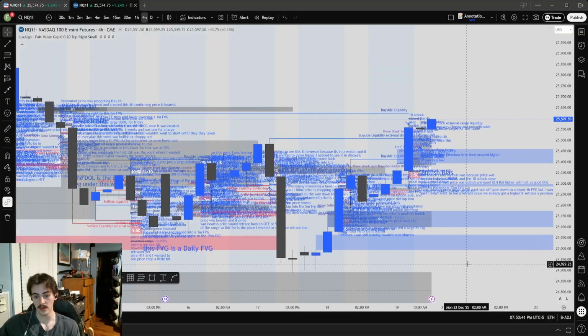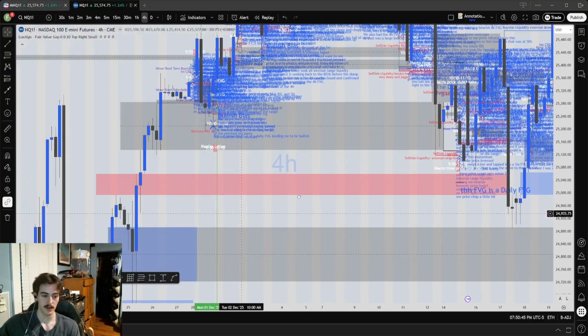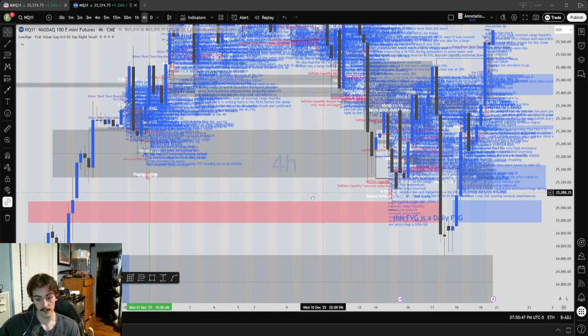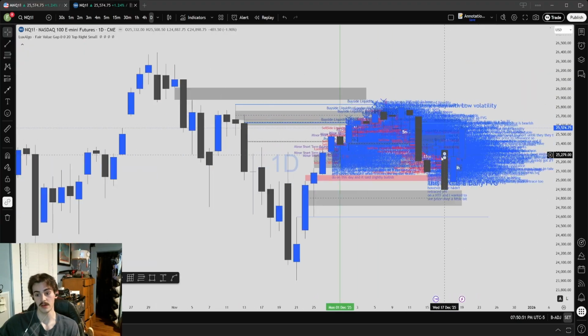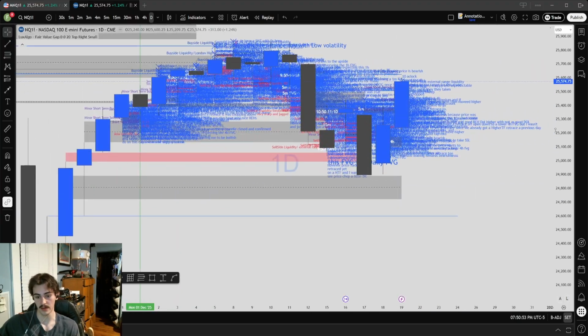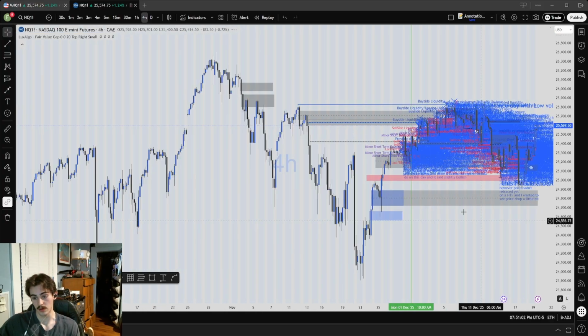We're clearly in a market maker buy model here. Price rejected off this 4-hour fair value gap. Now, however, we did inverse a daily fair value gap. So if you were bearish, it's completely okay. This daily candle inversed this daily. So that is cause to be bearish, but there's no good draws to the downside.